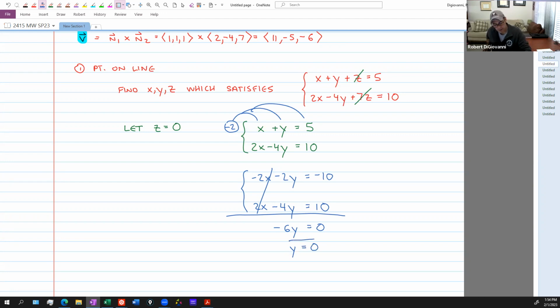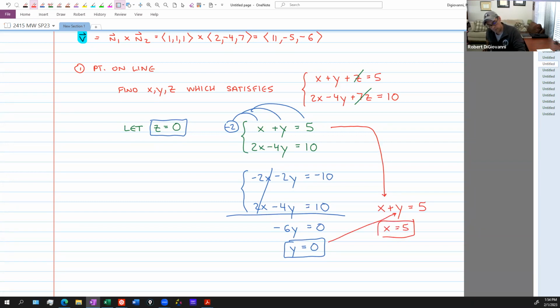So now I know what y is. I already know that I let z be 0, which means I can solve for x now. I take any equation I have up here, I'll take the first one: x plus y is 5. I'll replace y with 0, and that means x is 5. So remember, I wanted a point on that line. I found one: 5, 0, 0 is a point on that line.